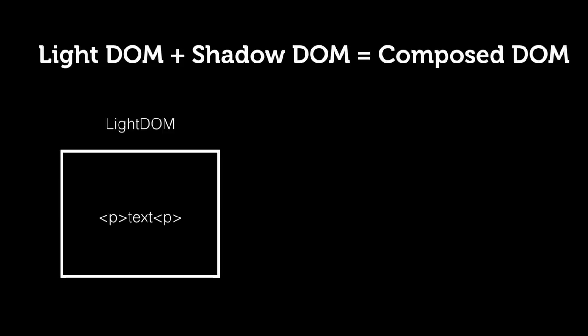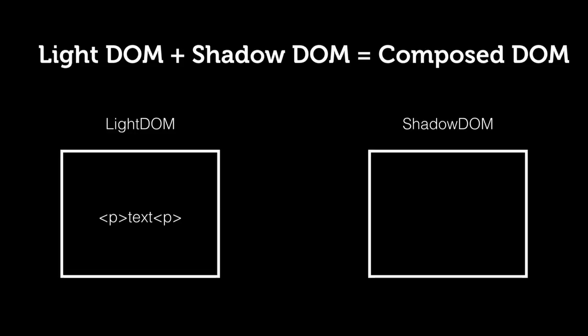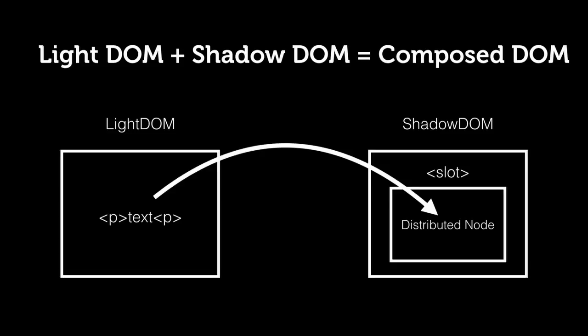So the light DOM is the markup that the user wants to introduce into your shadowDOM. Now, the shadowDOM is a structure that you guys as authors will use to structure your component. Now, the shadowDOM allows light DOM inside the shadowDOM through things called slots. And the resulting tree of that is the composed DOM.